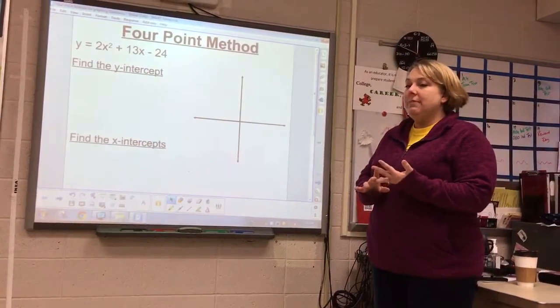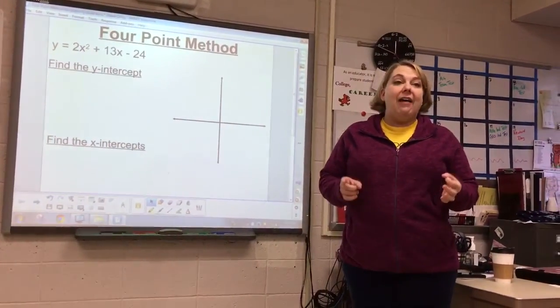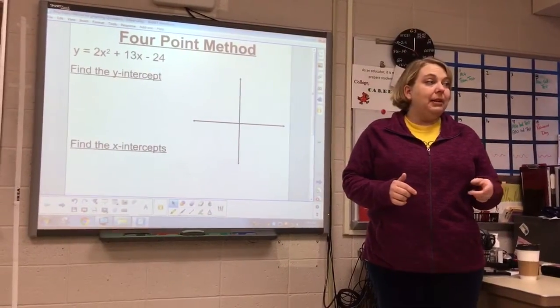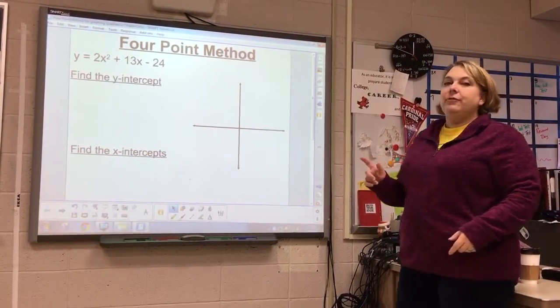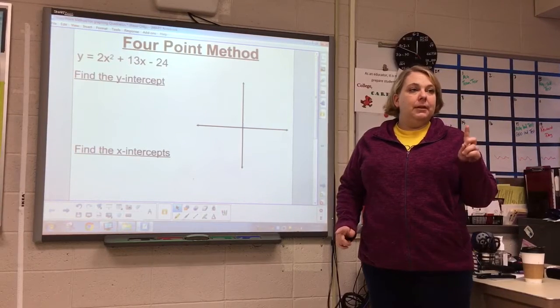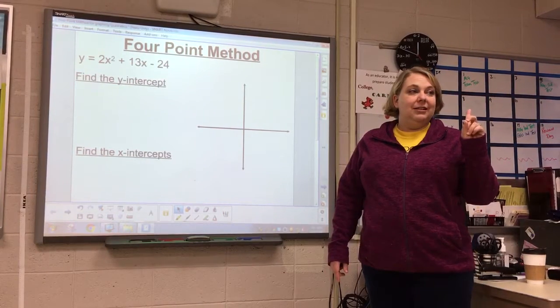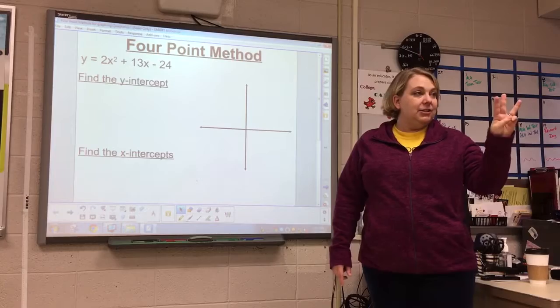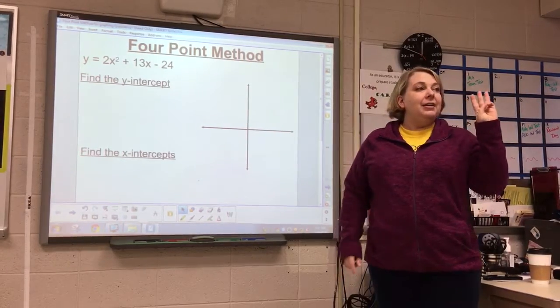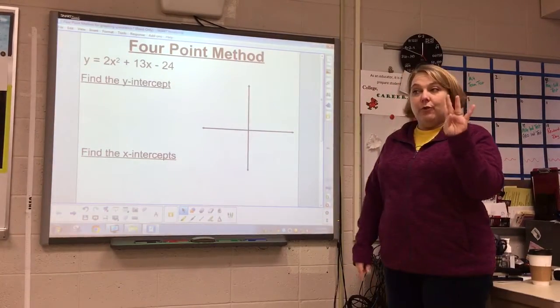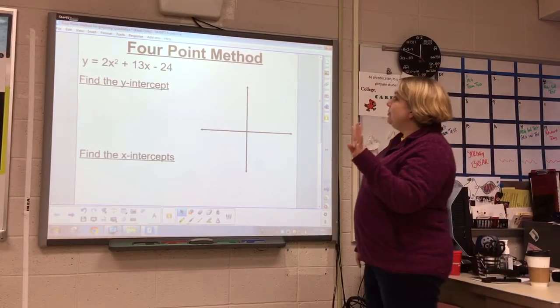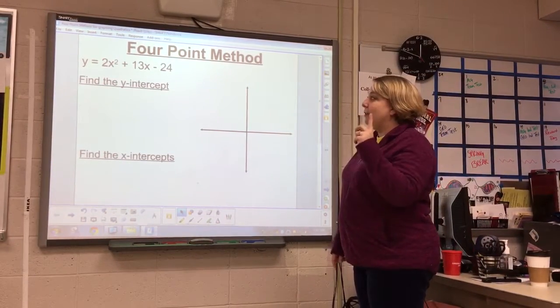Okay, so the 4-point method is a way for us to graph our quadratics, to make our parabola, right? So what are the 4 special points of the parabola? We have the vertex, the x-intercepts, and there's usually 2 of them, and the y-intercept. So those are the 4 points that you need to plot. And once you plot those 4 points, then you can graph your parabola.